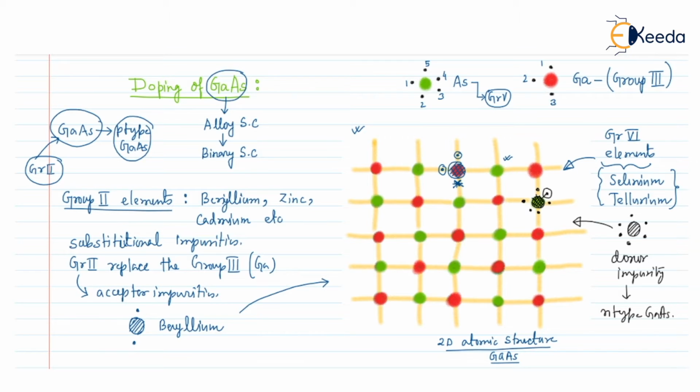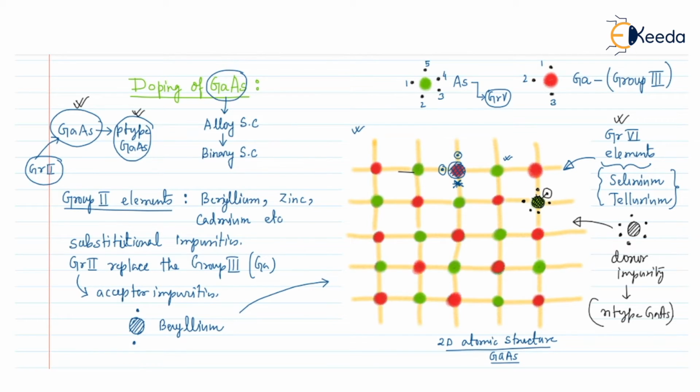So in this way we can dope the gallium arsenide with group 2 elements and group 6 elements. For group 2 elements, the gallium arsenide will be converted into p-type material, and if we dope with a group 6 element, then it will be converted into n-type gallium arsenide. So this is one process of doping gallium arsenide to make p-type and n-type gallium arsenide.